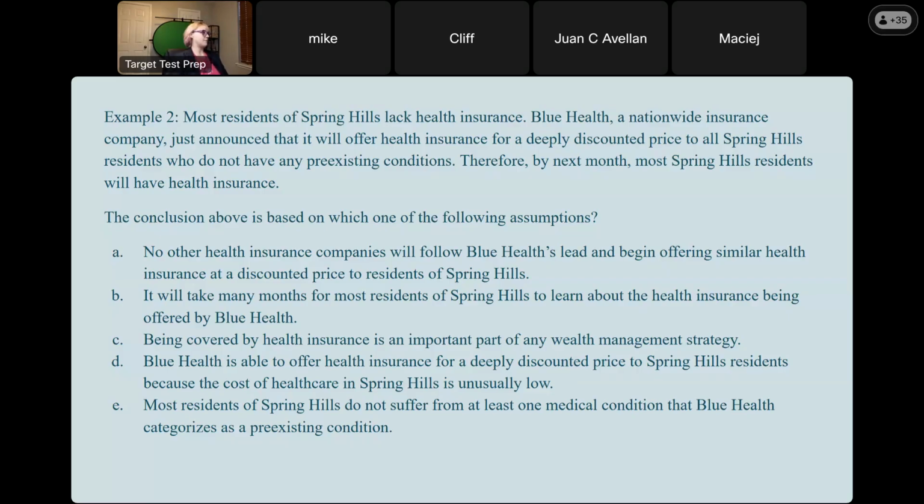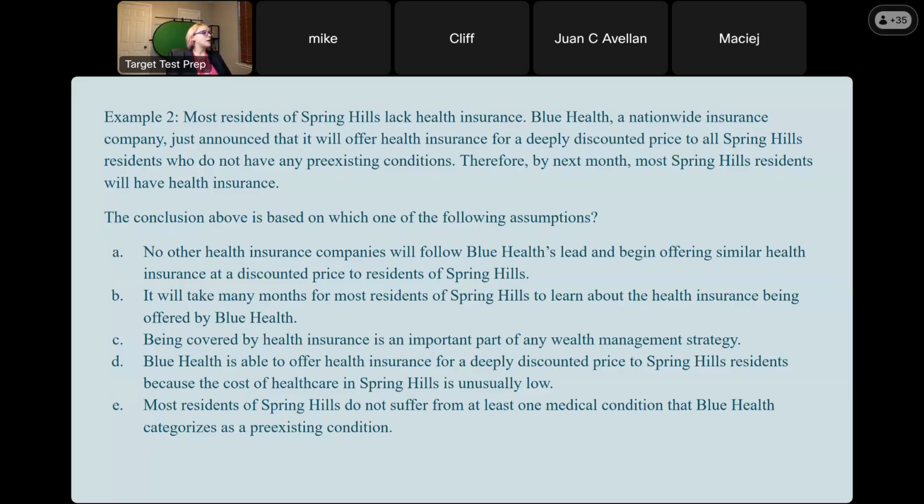Okay. Most residents of Spring Hills lack health insurance. That's just some background info. Blue Health, a nationwide insurance company, just announced that it will offer health insurance for a deeply discounted price to all Spring Hills residents who do not have any pre-existing conditions. That is the premise. Therefore, by next month, most Spring Hills residents will have health insurance. The conclusion above is based on which of the following assumptions.